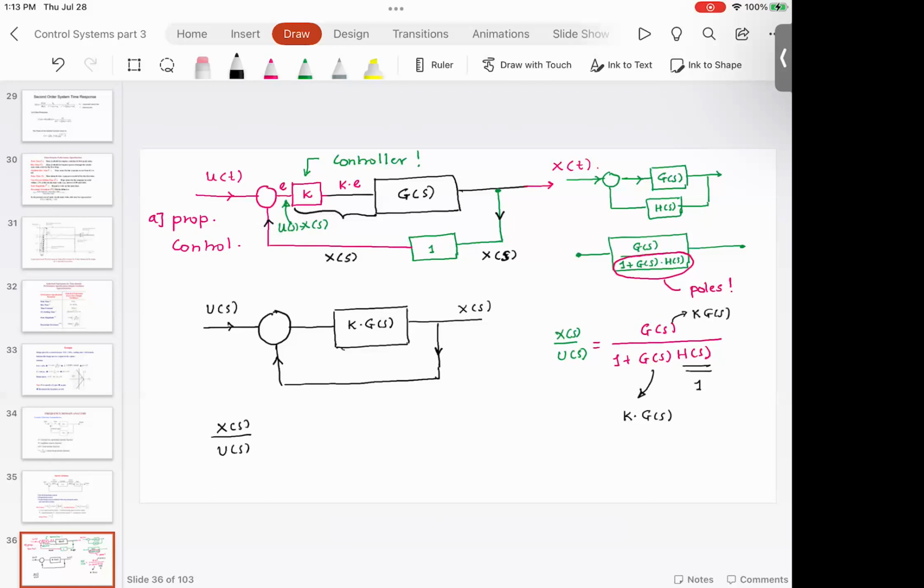So what has happened is that this transfer function now became k times g of s over 1 plus k times g of s, and h of s is 1. So this is what happened to my transfer function. Everyone clear so far? This transfer function is what replaced it. This is now the closed loop transfer function.